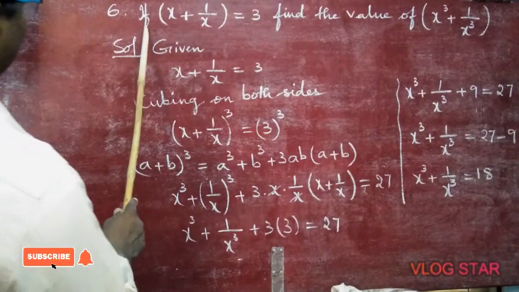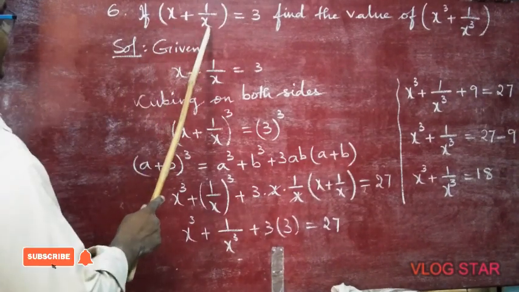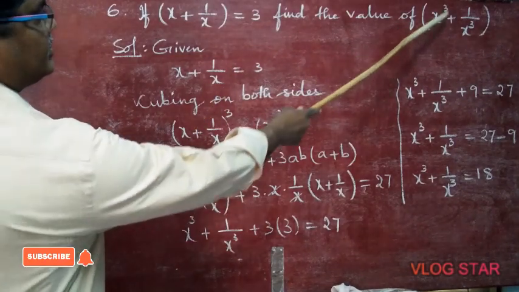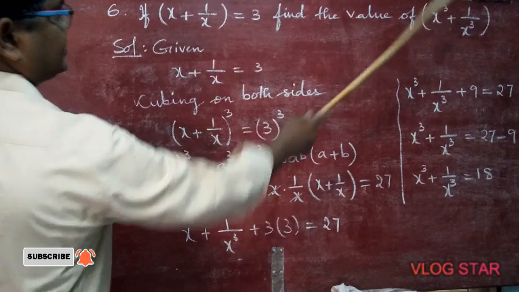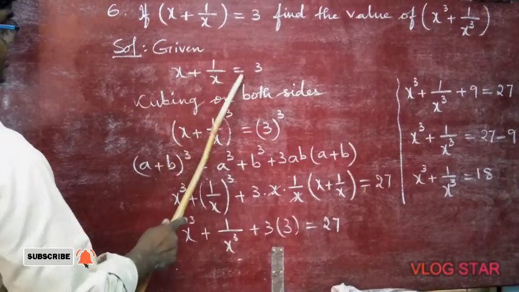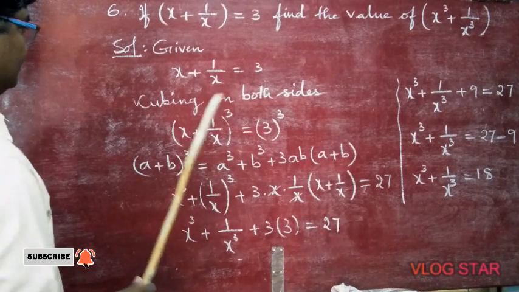Sixth problem. If x plus 1 by x is equal to 3, find the value of x cube plus 1 by x cube. Solution: given x plus 1 by x is equal to 3.